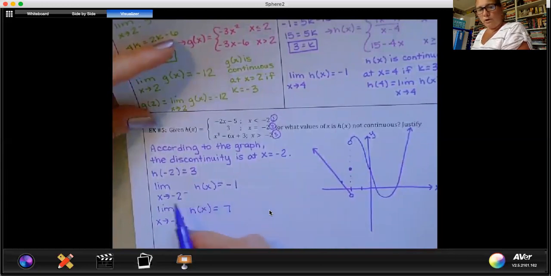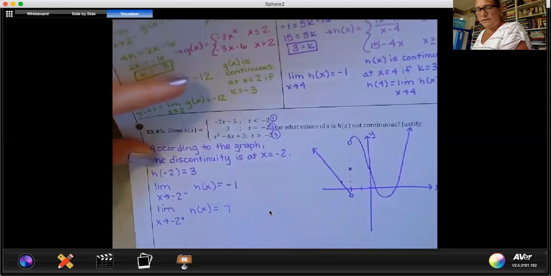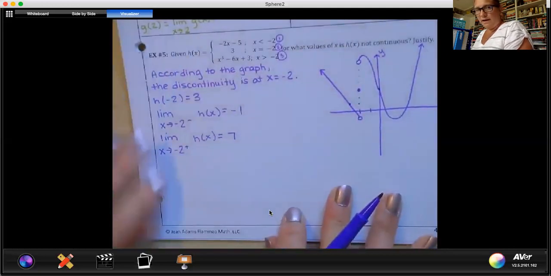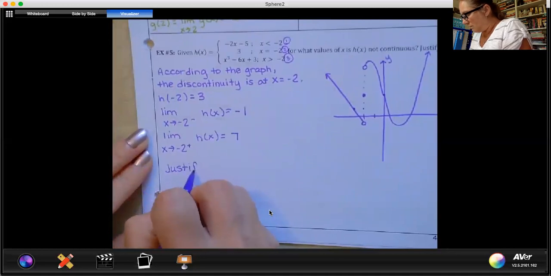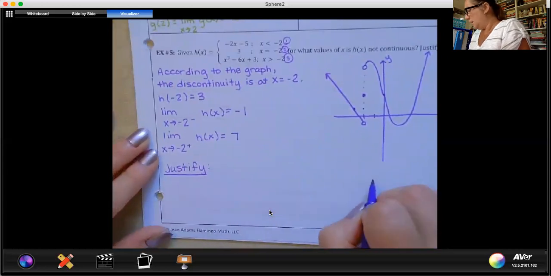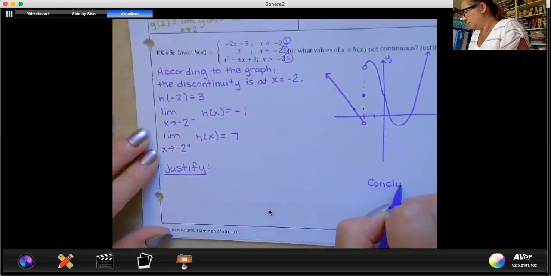Guys, make sure when you create a limit that you don't forget your function. Don't just put the limit equals something. Make sure you don't forget your function. Notice it says justify. So we're going to do a justify and a conclusion here at the bottom. So we're going to justify here. And the justify is going to be our 3 steps. And then we're going to do our conclusion here.